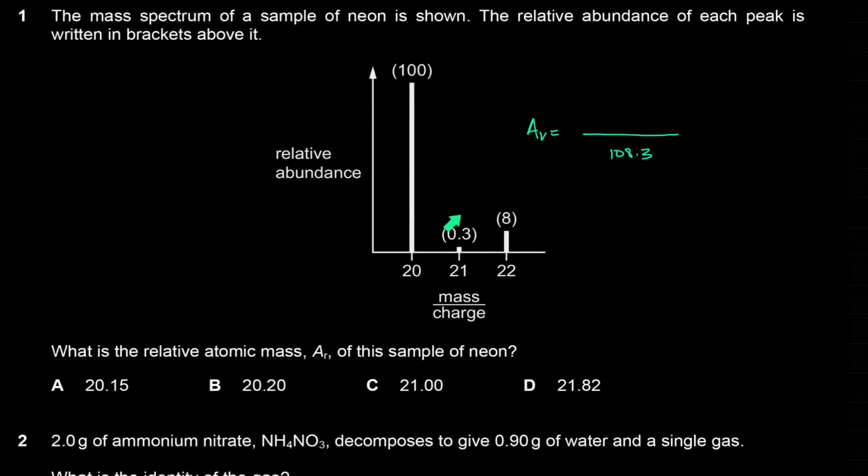So we have a total of 108.3 atoms. That's how you can think about it. Out of this total of 108.3 atoms, 100 of them have a mass of 20, 0.3 of them have a mass of 21, and 8 of them have a mass of 22. So this is their total mass for these isotopes, and their average mass will be divided by the total number of atoms. So what does the relative atomic mass come out to? This comes out to 20.15. So the answer over here is A.